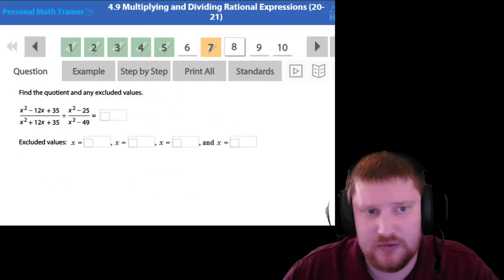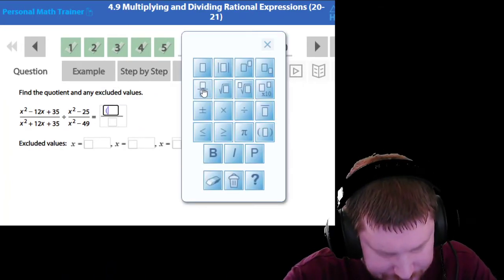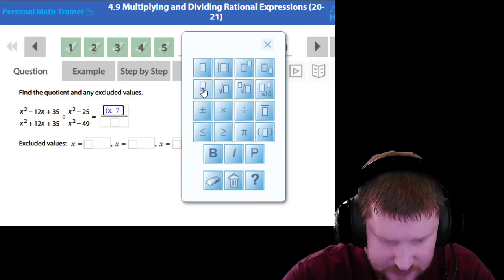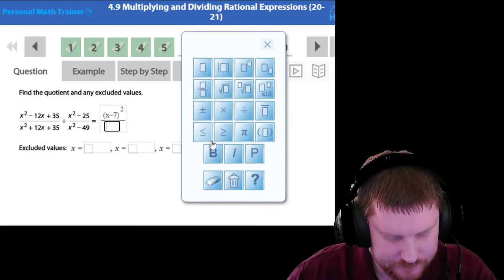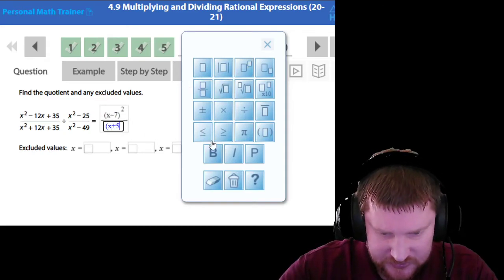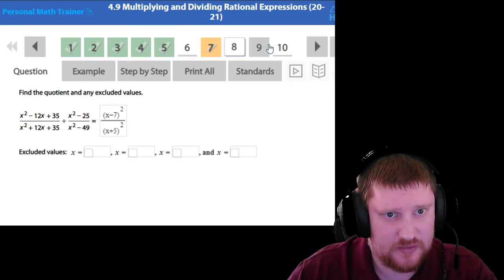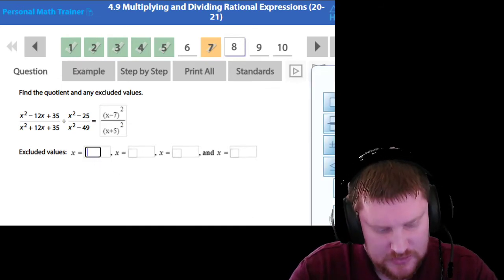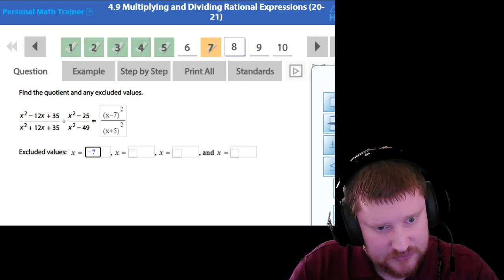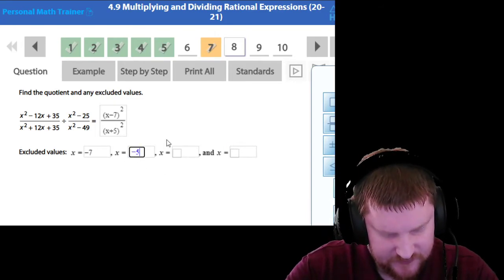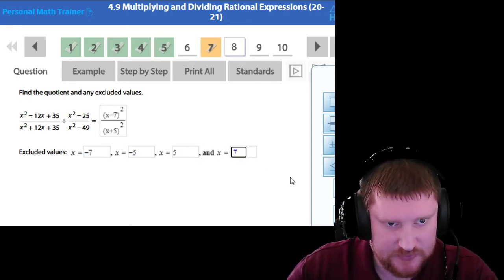Alright, check. My answer was x minus 7 squared over x plus 5 squared. Excluded values are negative 7, negative 5, 5, 7.